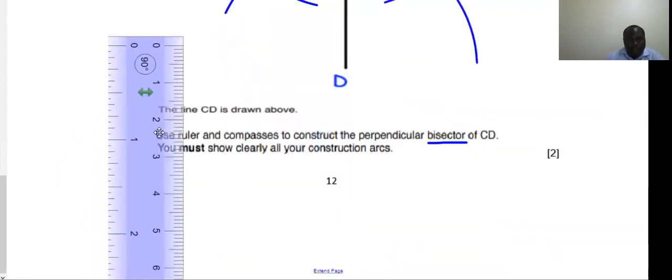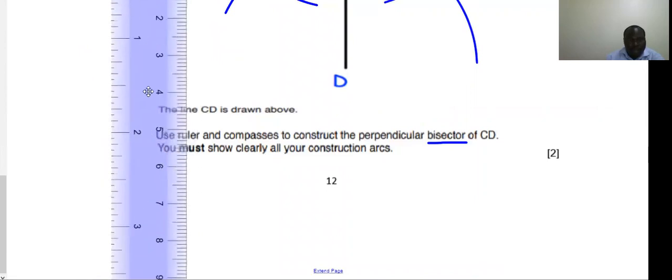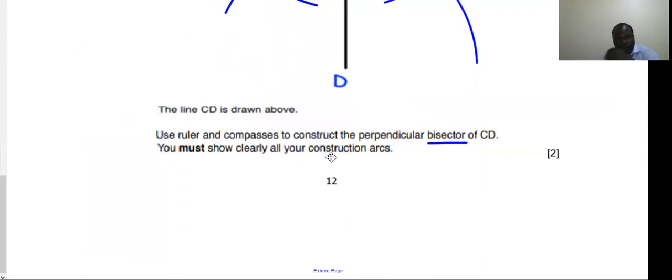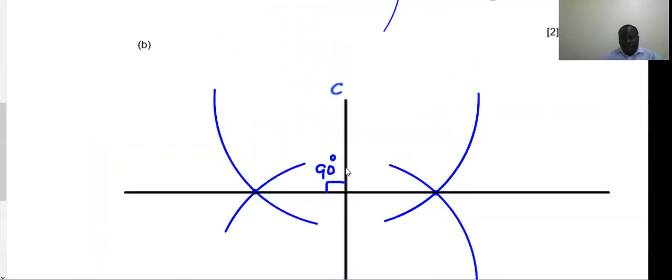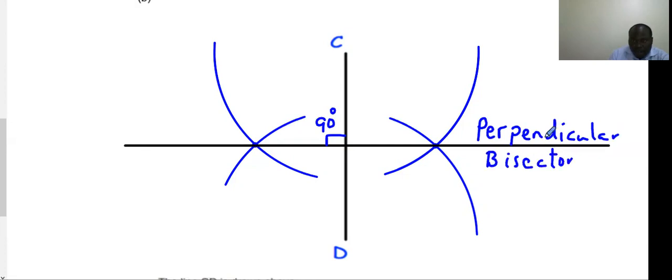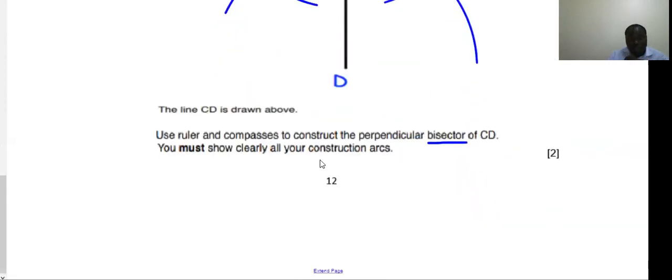So take out your ruler. We don't need this ruler. Then take out that, and there is your perpendicular bisector. So here you label, this is your perpendicular bisector. Okay, that line is your perpendicular bisector.